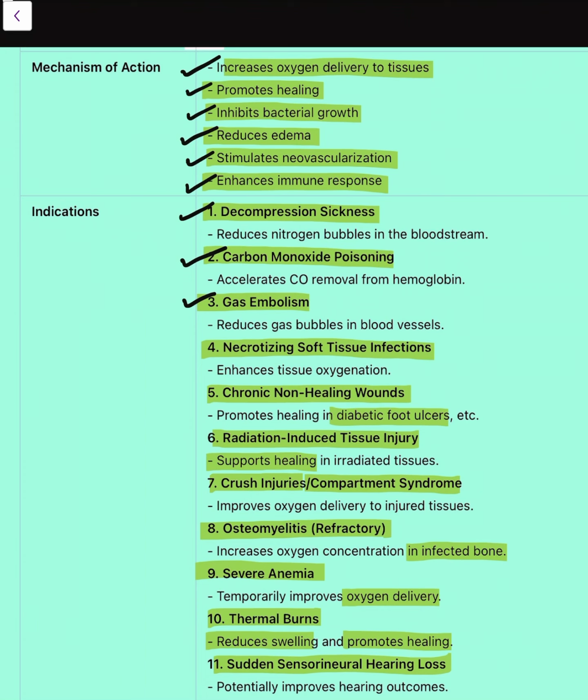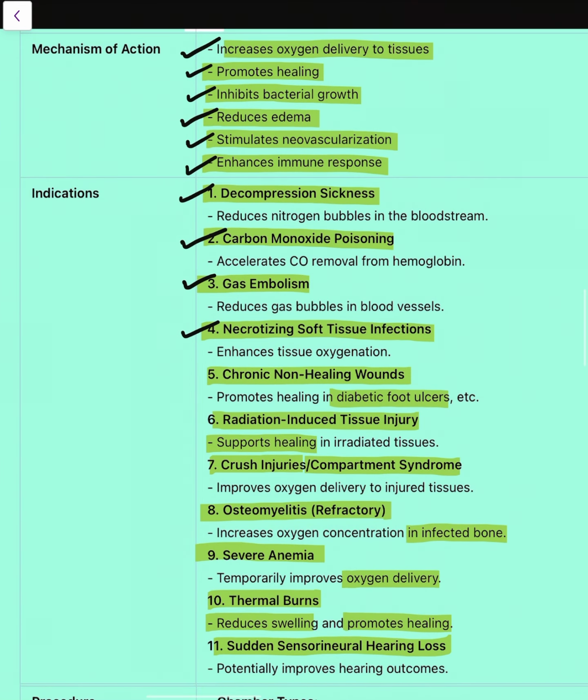Next is necrotizing soft tissue infections. As I said, it inhibits bacterial growth, it reduces the edema also, and it stimulates neovascularization. So we can use it in these cases. Next is chronic non-healing wounds, with similar mechanisms, like diabetic foot ulcers, where we can use it.